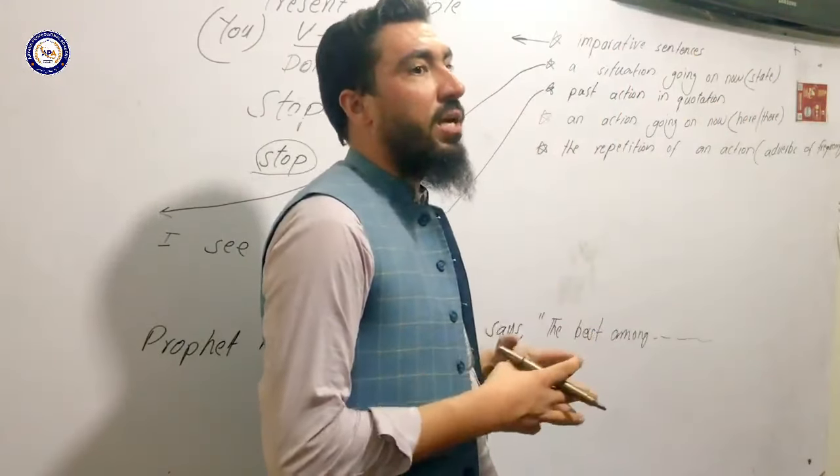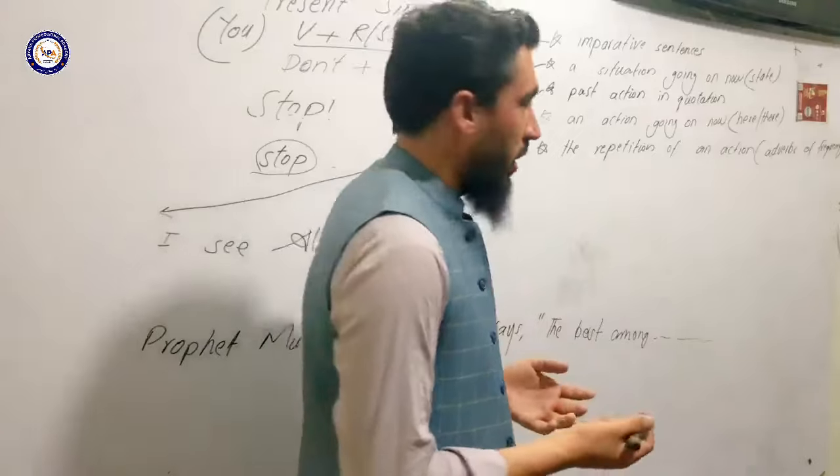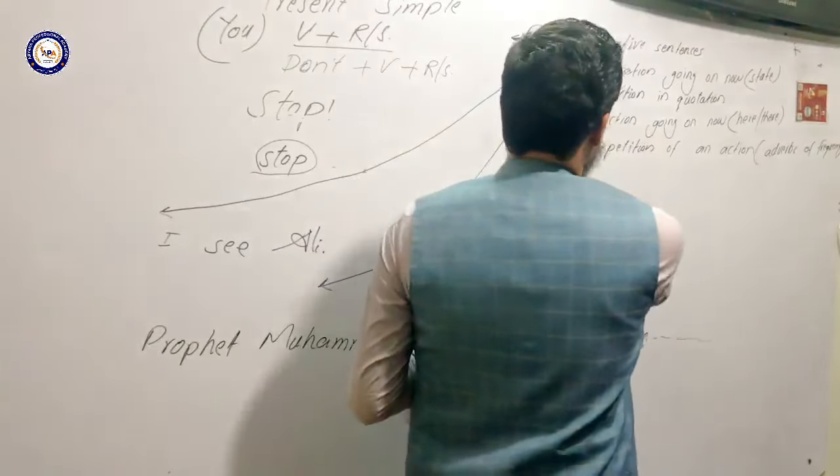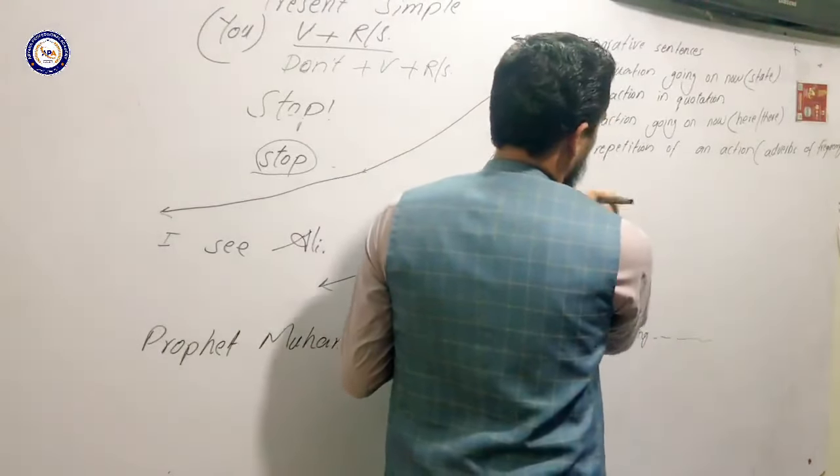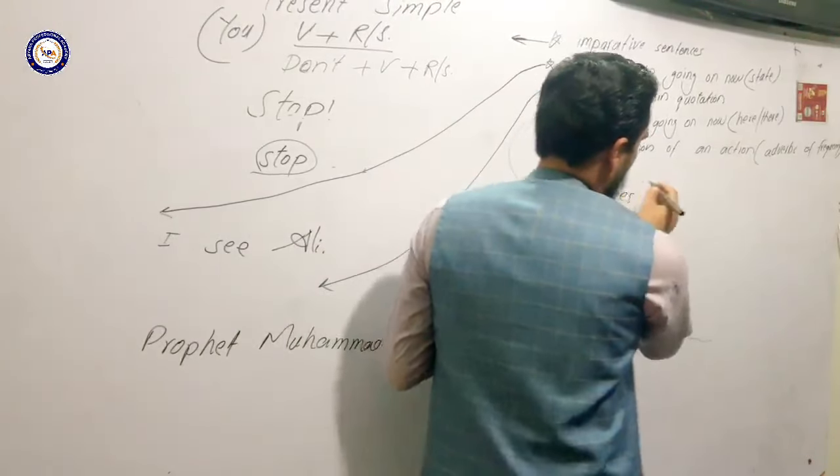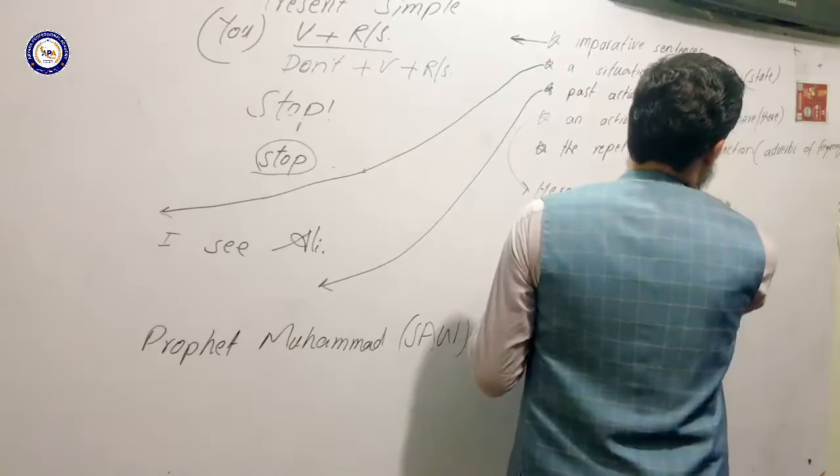For example, there he goes. If I say here comes Ali, here comes the teacher, with the word here, we have to use comes. Here comes the teacher.